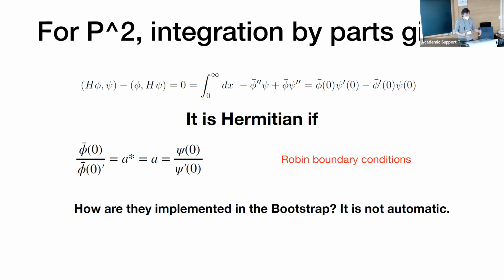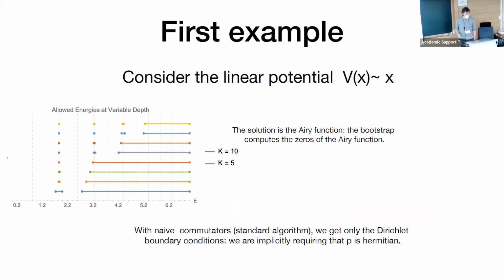And then the question is, how do you actually implement this in the bootstrap? And it's not automatic. So where do these boundary conditions come from? You need to integrate by parts to see them. So if you take, for example, the linear potential, V of x equals x, and cut it at 0, then that's the Airy function. And what you get from the bootstrap is just the Dirichlet boundary conditions, meaning the zeros of the Airy function.